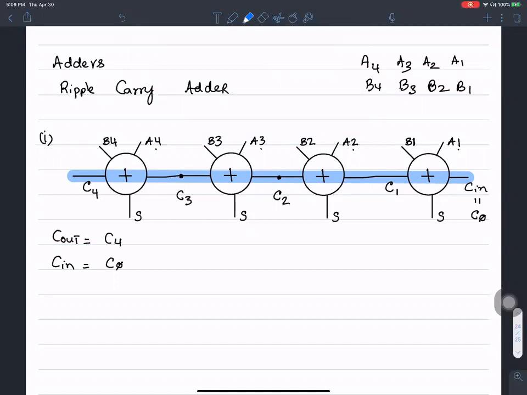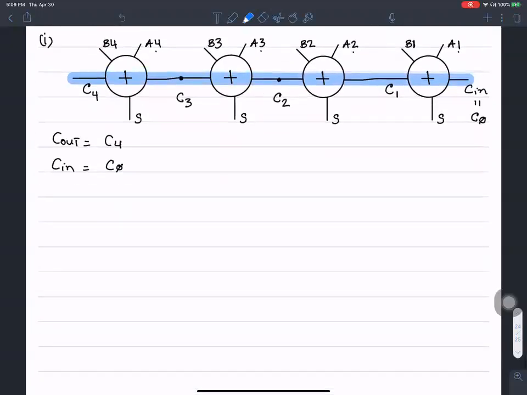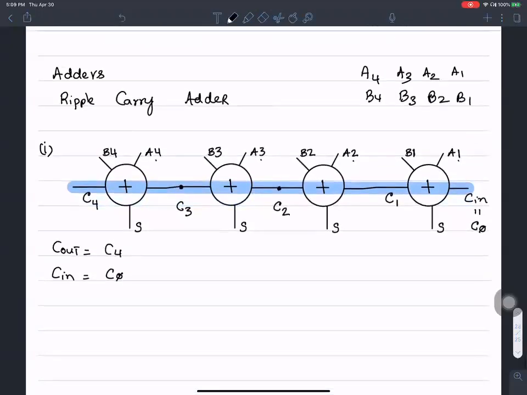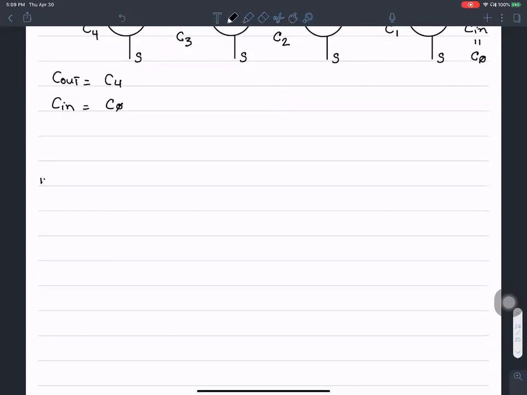Now, in order to slightly improve this path, what I have done is to implement a mirror ripple carry adder. So, ripple carry adder configuration 2, based on the mirror adder. The mirror adder is a slightly more efficient adder configuration.